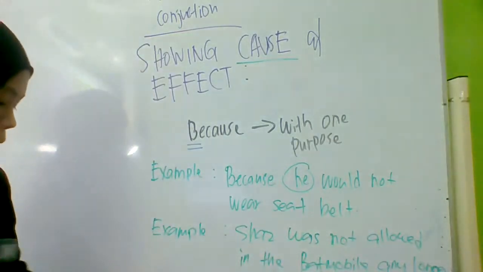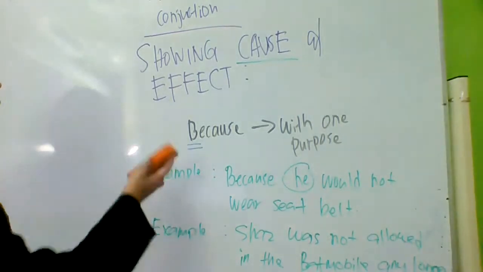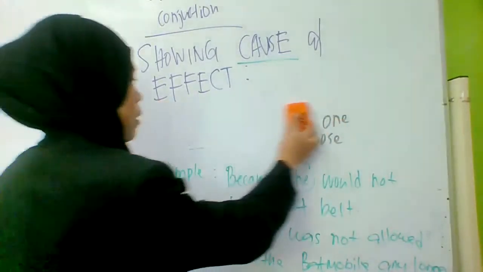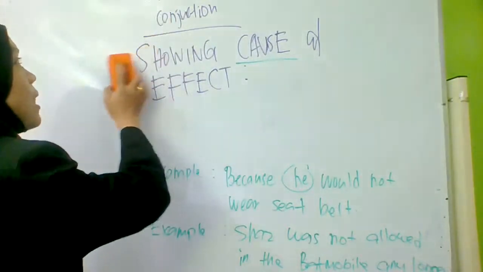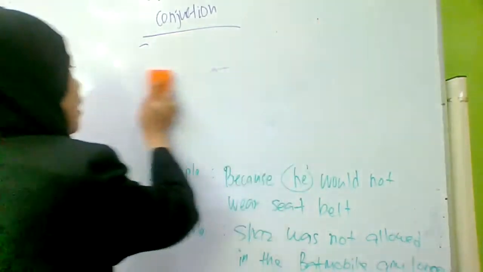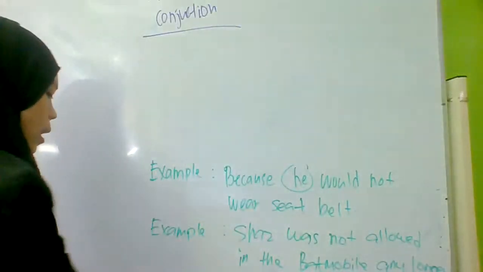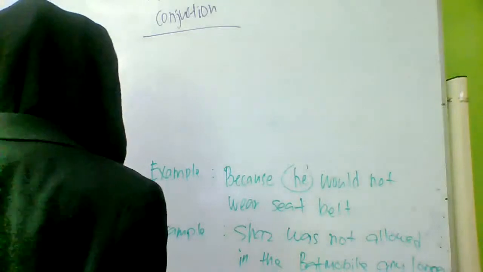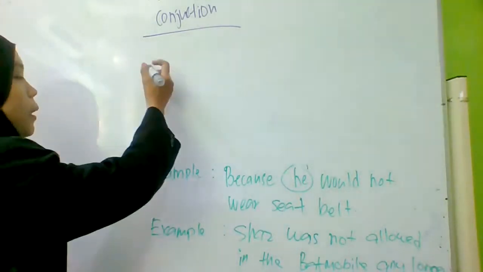So you can jot down this first. Meanwhile, I will erase this. Remember, because has one purpose only. Because falls under subordinating conjunctions, showing cause and effect. So let's redo this together. Let's combine these two sentences, one dependent and one independent. We're using purple.